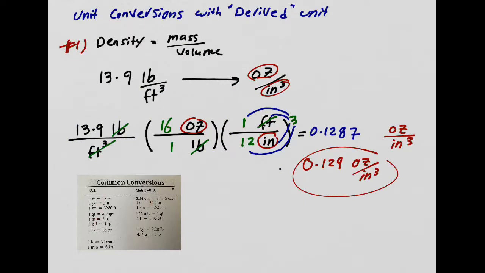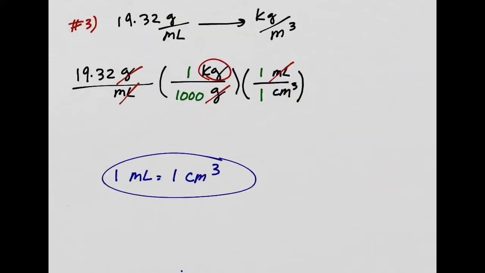Before, none of these had cube, did they? None of them had cube. So I had to put it for the entire thing. But here, this one has cube. The whole conversion factor has cube. So I can put a 3 over there. All right, hopefully this is making sense.